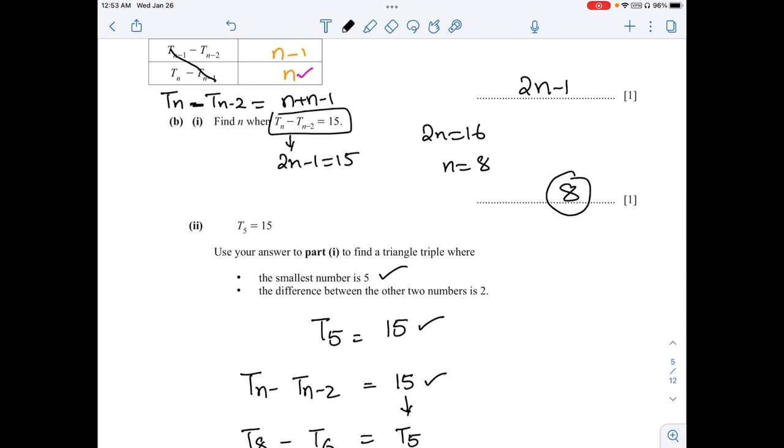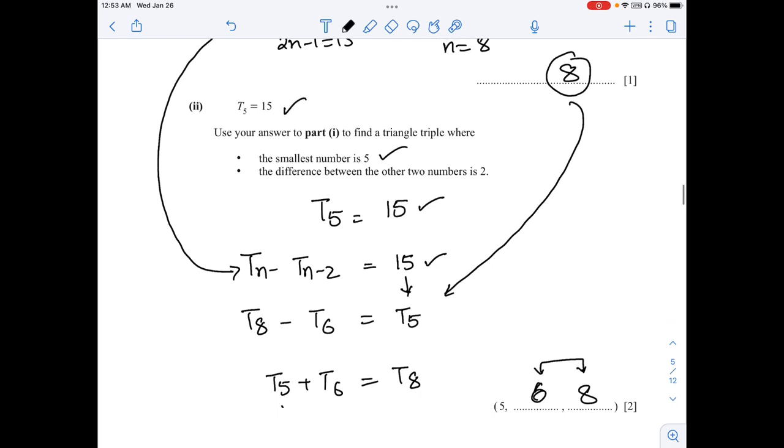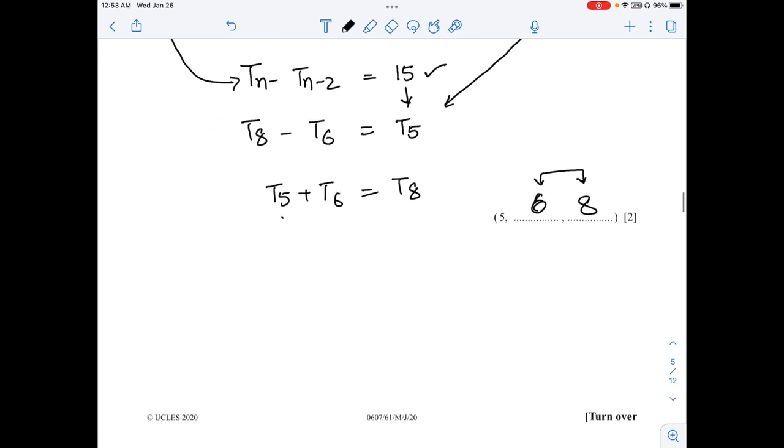Tn minus Tn minus 2 is 15. So I have used that one over here. Tn minus Tn minus 2 is 15. So just now we got n is 8. I plugged in n is 8. T8 minus T6 is equal to 15 is T5. So from there I get the value of 5, 6, 8.